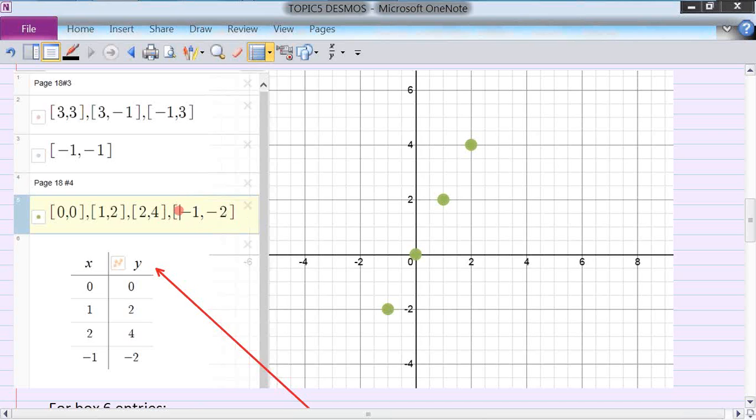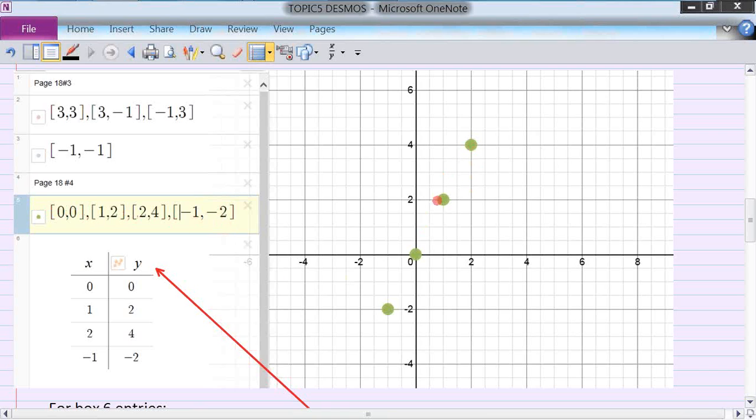Now, by the way, this is just an insertion point, so when I copied it, I didn't click outside the box, so don't worry about this. The points are (0, 0), (1, 2), (2, 4), and (-1, -2). And here they are here. (0, 0), (1, 2), (2, 4), and (-1, -2). So these are all entered here in box 5.